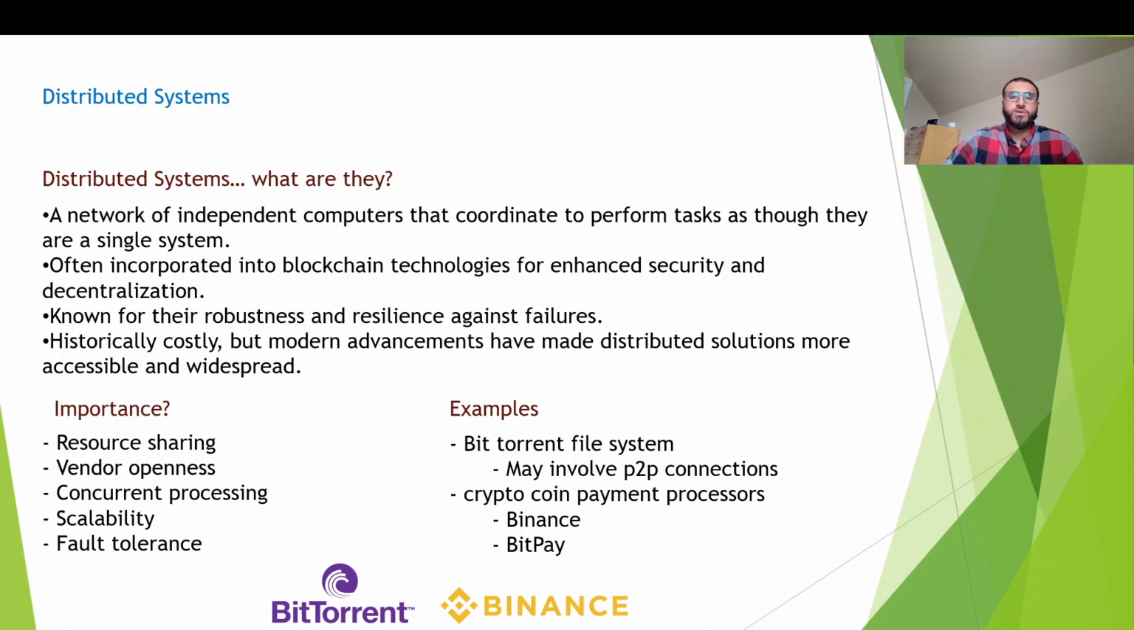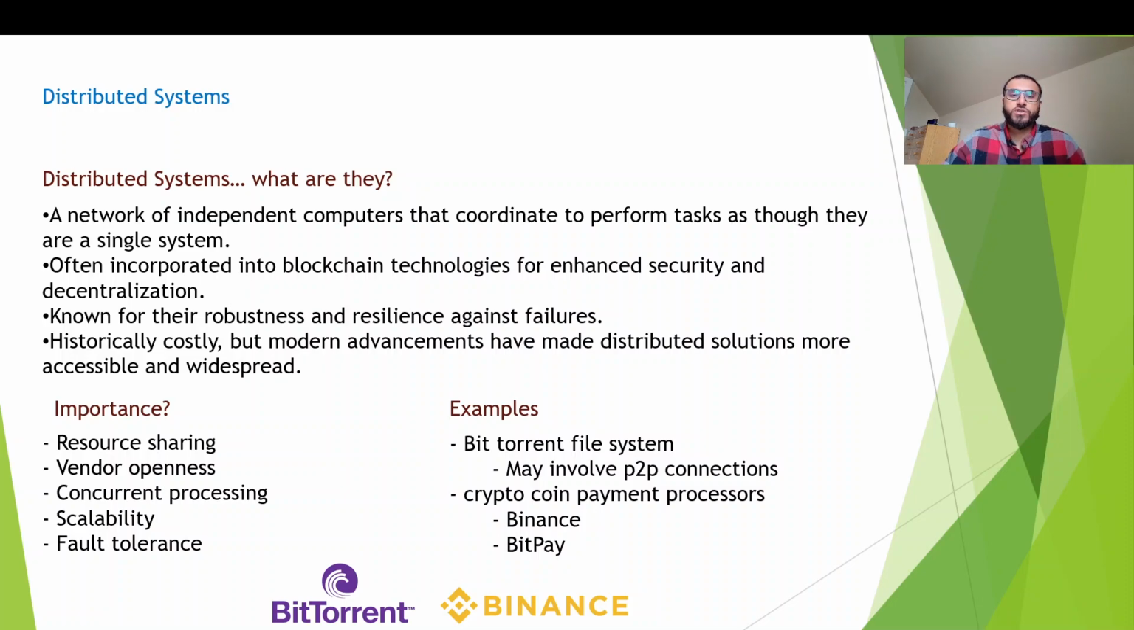So historically, having distributed systems has been very costly, but with modern advancements, distributed solutions have been more accessible, mainly because the cost to build them has decreased, and this allows for a lot of companies to actually add distributed systems into their software. And distributed systems are particularly important because they offer a higher level of resource sharing, concurrent processing because it's on the cloud, and because it's on the cloud, you potentially have more security, which has better fault tolerance.